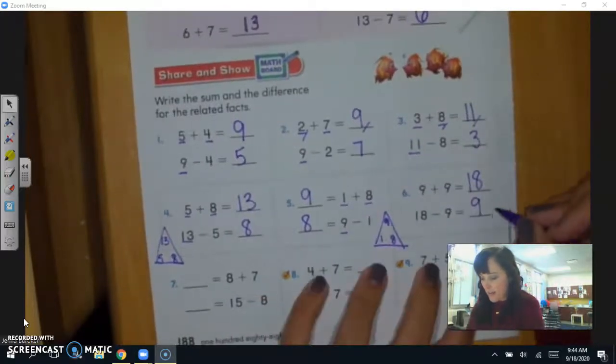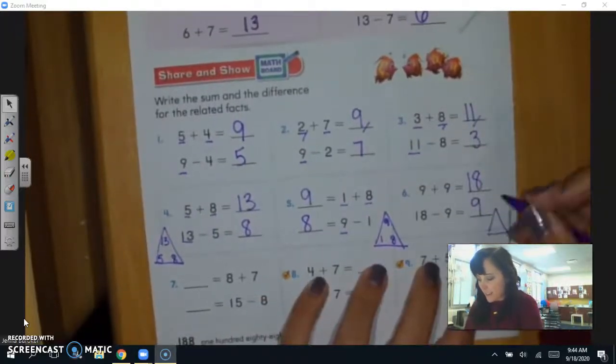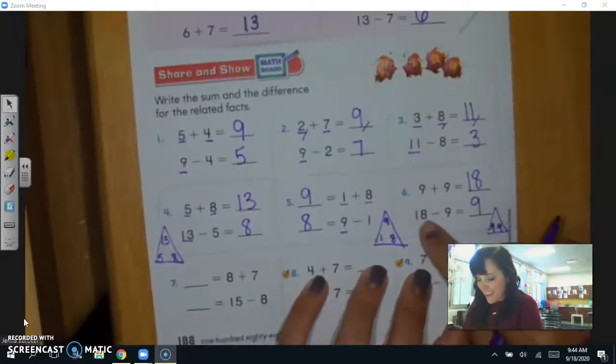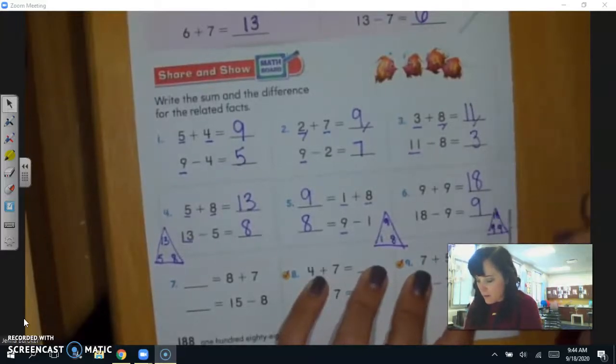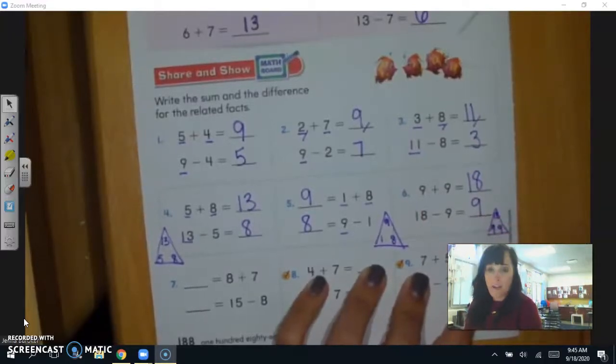Okay, because again, we have our fact family. So we have 9 and 9, those are our bottom, 18 up at the top. So we have 9 plus 9, the other number in our fact family is 18. 18 minus 9, okay, we've used 18, we've used a 9, we have 1 9 left, so that has to be the answer.